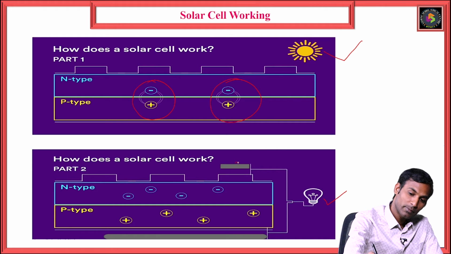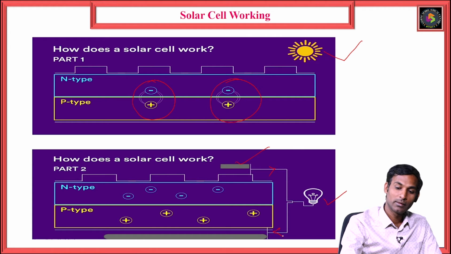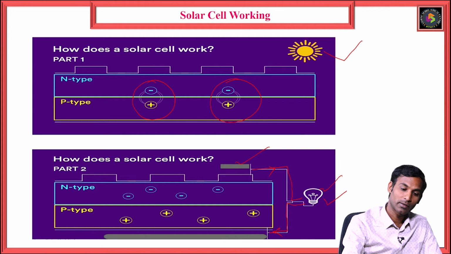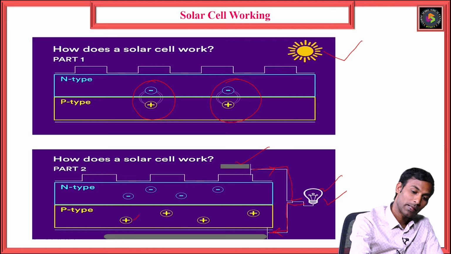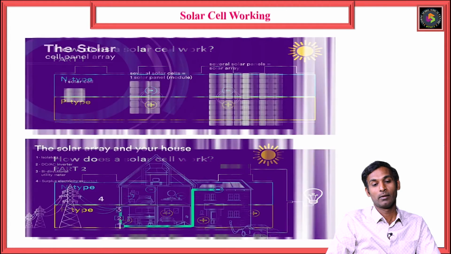This indicates the metal conducting strip. This arrow mark and this arrow mark indicate that current will be flowing here. This light will be glowing up. Again, it will reach this circuit. Okay. So here plus and minus both are recombined with each other. That means electron-hole pairs are formed.